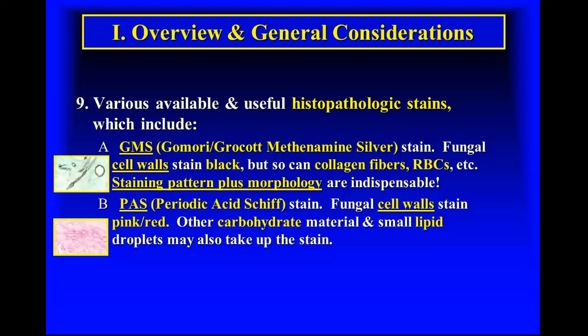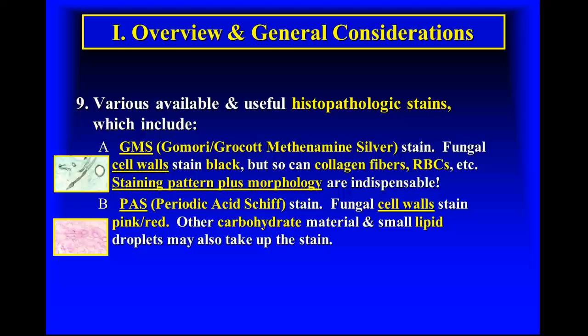Fortunately, if you have a lot of collagen fibers, lots of red cells, they may also take the silver. So that's why, as I tell the residents, staining pattern and morphology are useful. Not just because it stains black, we're going to say it's a fungus. We've got to make sure that it fits the morphologic aspects of fungi.